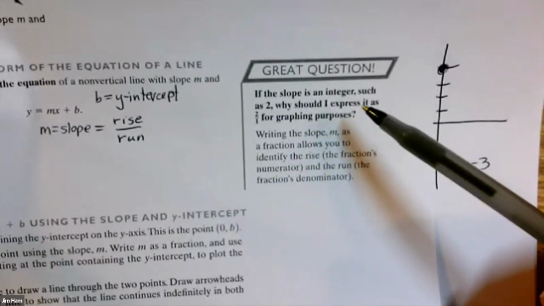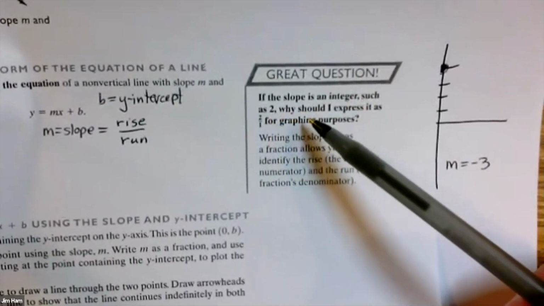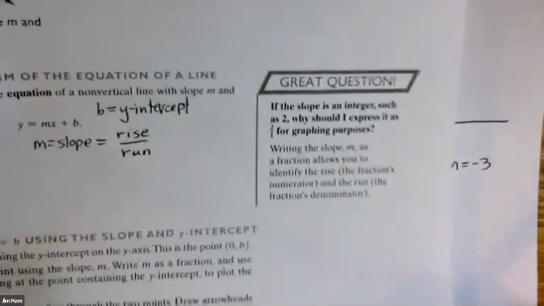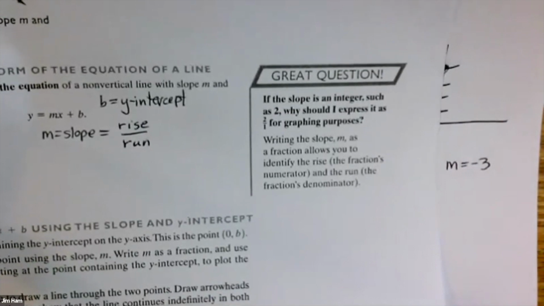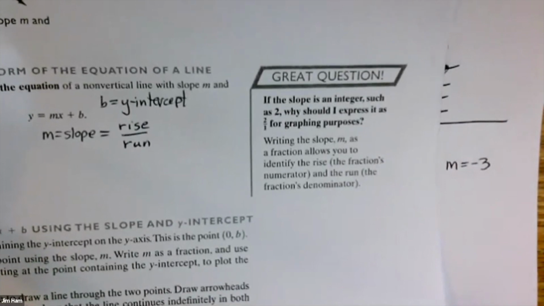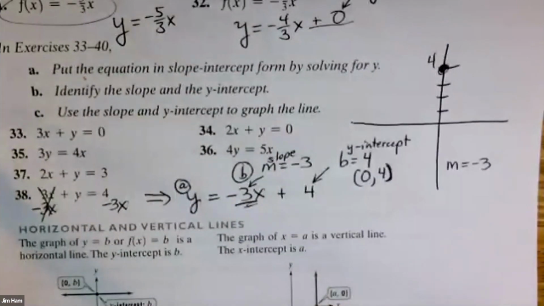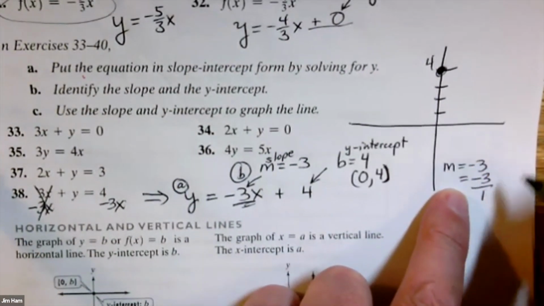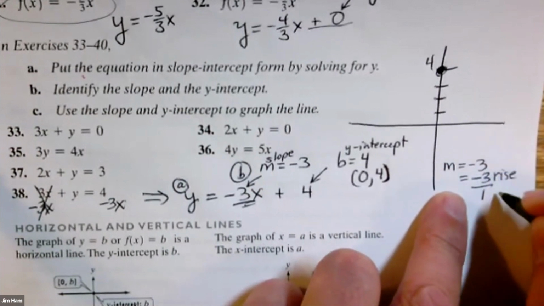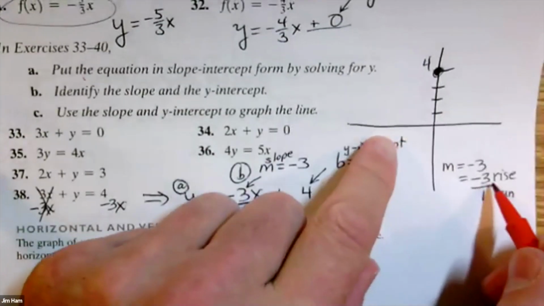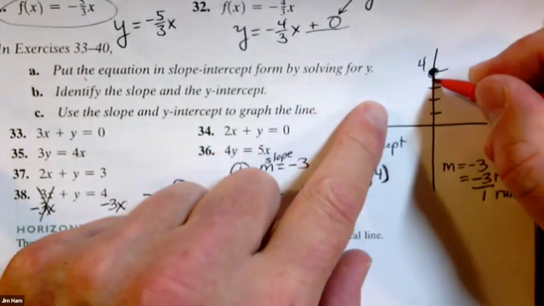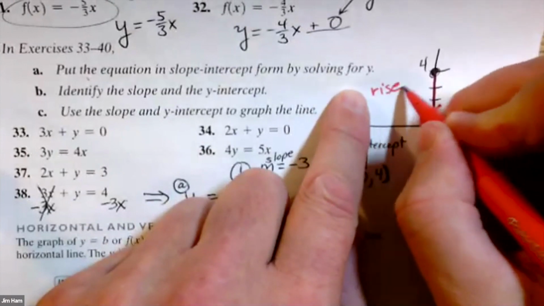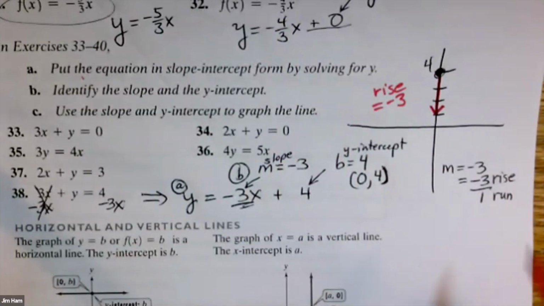If the slope is an integer, such as 2, why should I express it as 2 over 1 for graphing purposes? Well, because we need a top number and a bottom number so we can identify the rise and then the run. So we're going to write this as -3 over 1. And then we have the rise over the run. If the rise is negative, we're going to go down. So 1, 2, 3 to there, so that the rise equals -3. And then the run is 1.